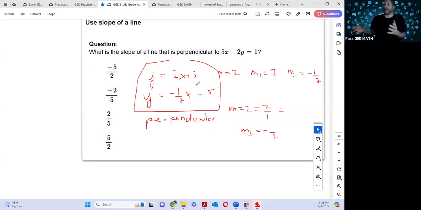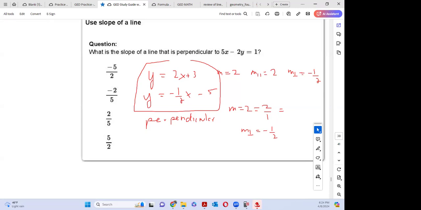This is why when I have that review sheet out, I tell you to tell me the slope of any line that's parallel, and any line that's perpendicular. So we do all three at once, so you understand that they're talking about two different lines. Not talking about the same line, talking about different lines. Got me?